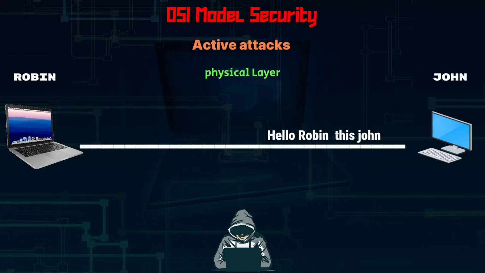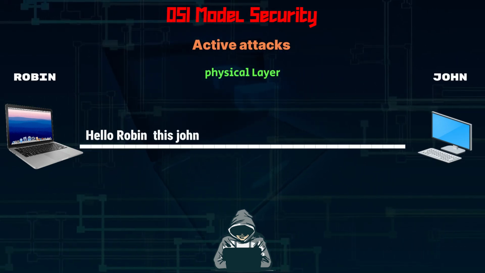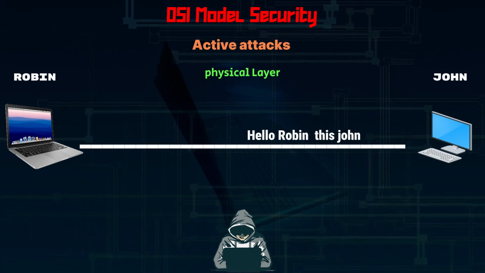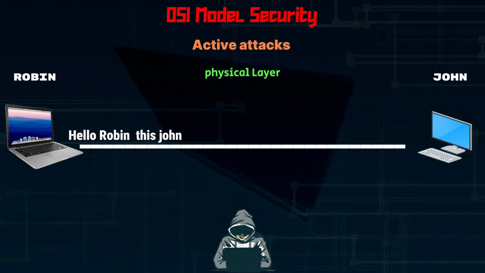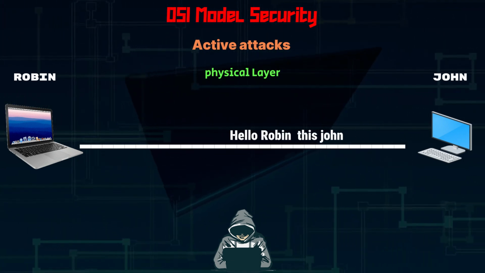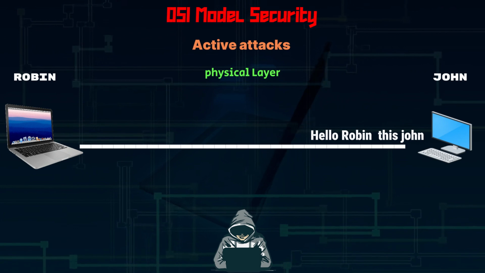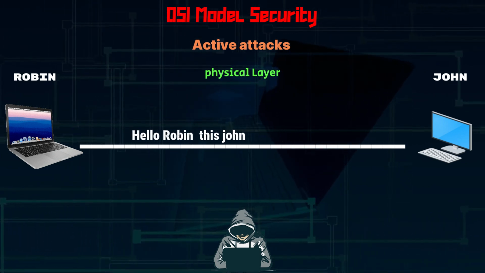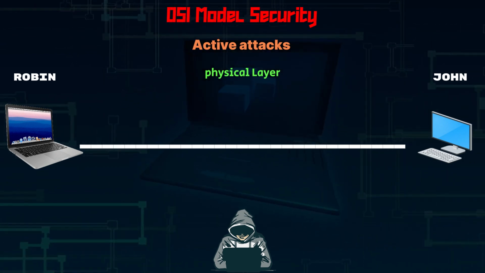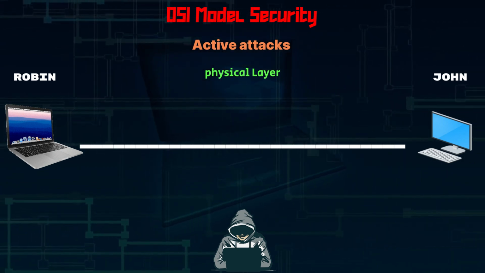Active attacks refer to types of attacks that involve the attacker actively disrupting or altering system, network, or device activity. Active attacks are typically focused on causing damage or disruption, rather than gathering information or intelligence. Here, both the sender and receiver have no clue that their data is modified by some third-party intruder.